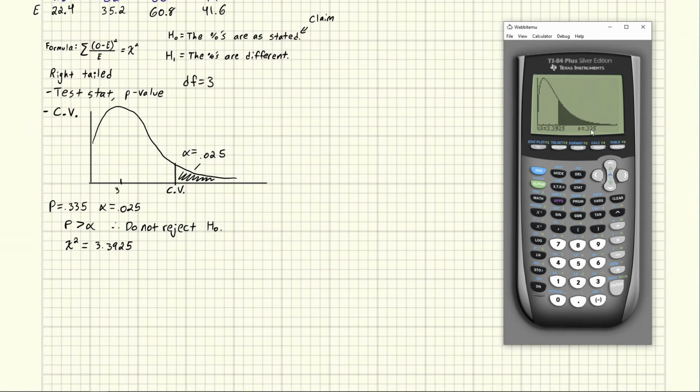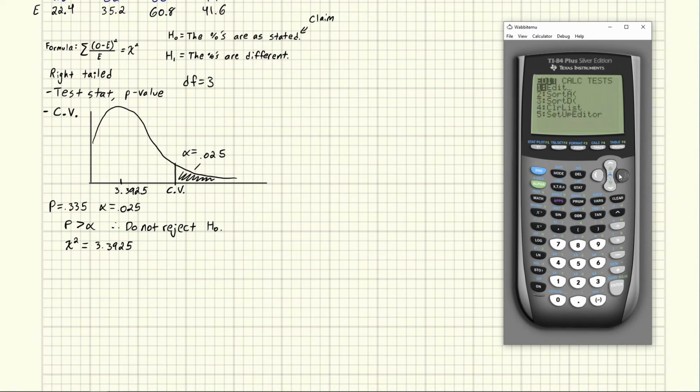So we have 3.3925. So when we find our critical value, I guarantee you it's going to be bigger than this. And so because it's bigger, we've landed in this area that's not shaded. And so we would say, again, we don't reject the null hypothesis. And so that's how you would do it using the calculator.